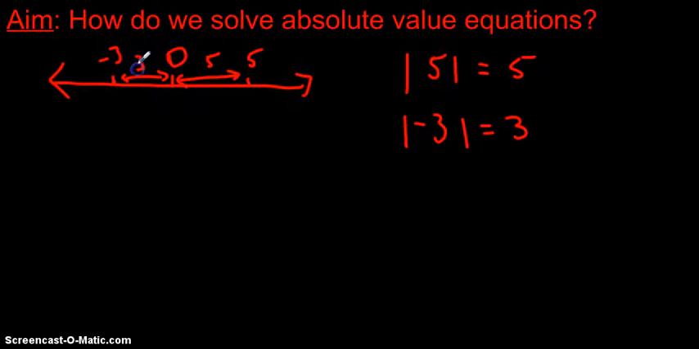is 3. So a shortcut that people sometimes try to remember is that the absolute value of any number is positive no matter what, because distance can't be negative. So the absolute value of anything would be the positive value.